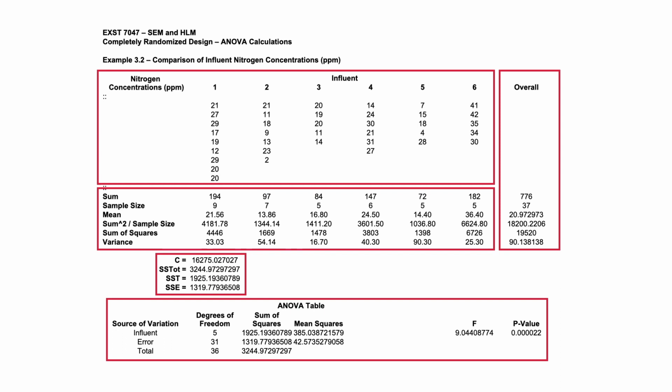In addition to that, we also have the ability in the context of a spreadsheet to calculate the p-value of the test. In this case, it is 0.000022. Now, the p-value for this test is defined to be the probability of observing an F statistic greater than or equal to that which we have observed for the data set, which in this case is 9.044, for an F distribution with 5 numerator degrees of freedom and 31 denominator degrees of freedom.